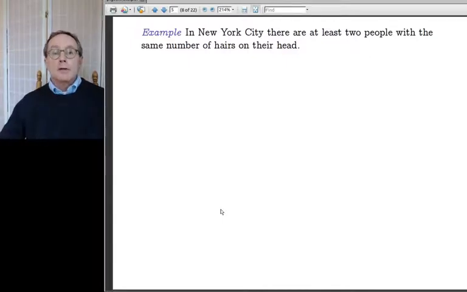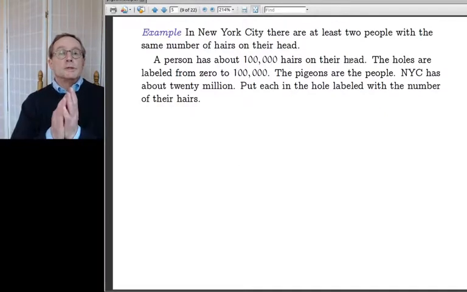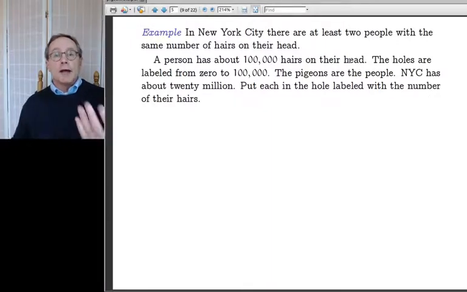All right, here's another example. You often hear this example. In New York City, there are at least 2 people with the same number of hairs on their head. A person has about 100,000 hairs on their head. So the holes, the categories, are just boxes labeled from 0 to 100,000. And the pigeons are the people. New York City has about 20 million people. That's way more than 100,000. So put each person in the hole labeled with the number of their hairs, and some hole gets at least 2 people.